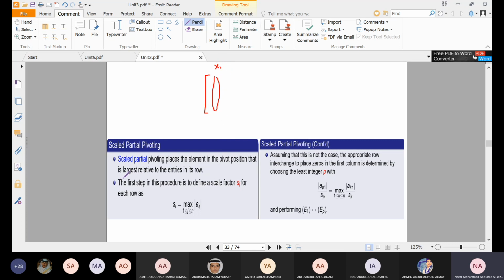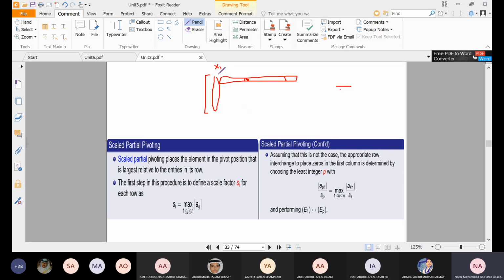That is largest relative to the entries in its row. So we look for the maximum in this row. What's the maximum value in row number 1? So we build something called the scale vector. We take this one. For example, I have here 10. This will be the maximum magnitude, and the first entry will be 10 in the scale vector. I will also take the maximum in the second row, the maximum in the third row, the maximum in the fourth row, like this.